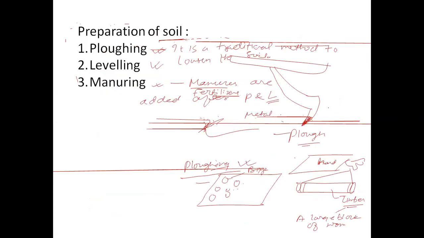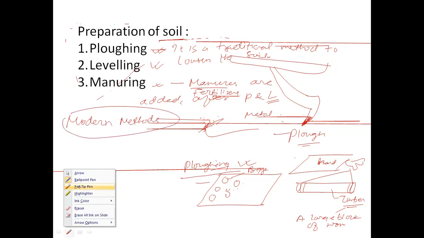We were discussing the preparation of soil. One thing was left here: there are modern methods of loosening the soil also. What are they? Can you think of how machines are used today to loosen the soil?